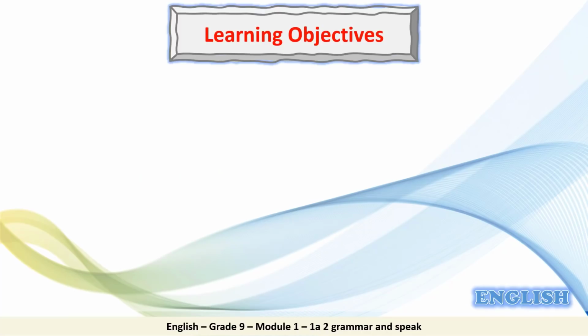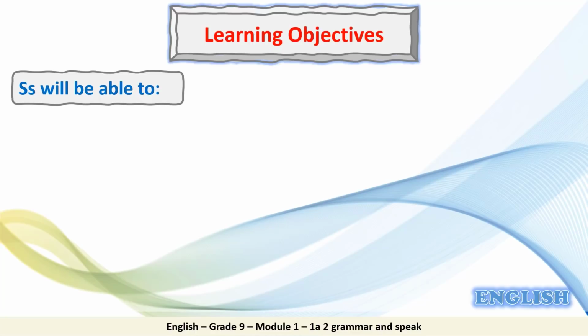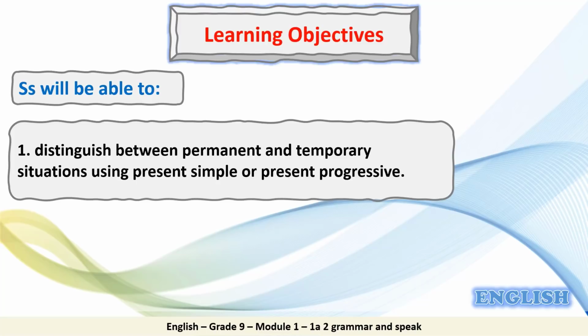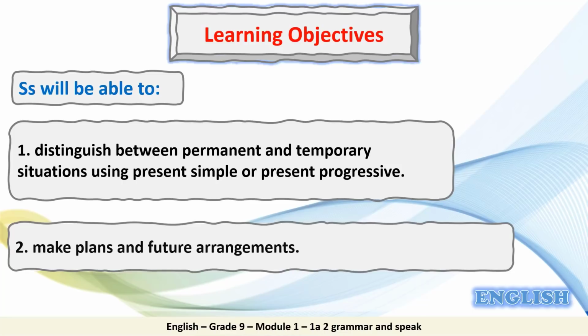Our learning objectives. Students will be able to: 1. Distinguish between permanent and temporary situations using present simple or present progressive. 2. Make plans and future arrangements.